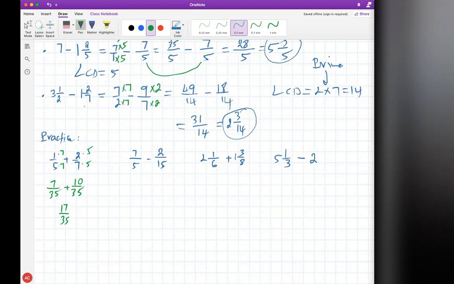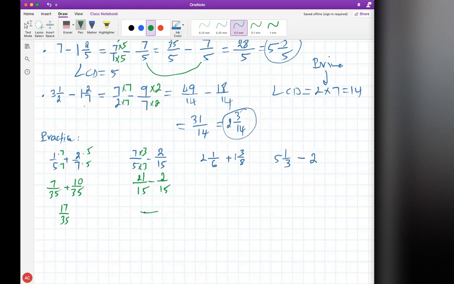15. That's right, 15, because 5 goes into 15. That means 15 is the LCD. No need to change this one. It stays the same. This we're going to times by 3. 7 times 3 is 21.